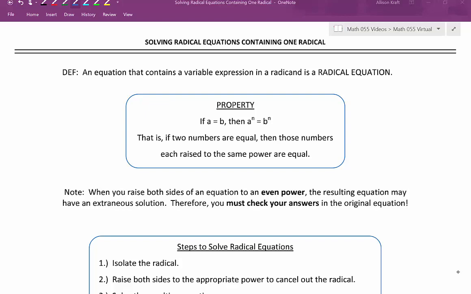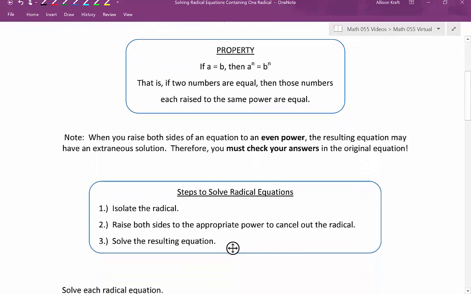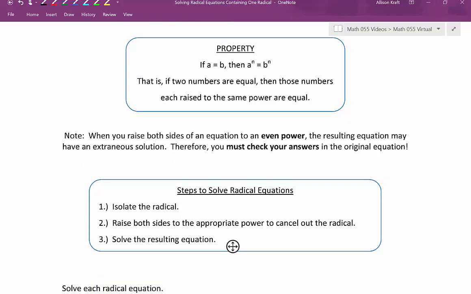Now, there's one big catch here. If you raise both sides of the equation to an even power, you must check your answer. The resulting equation may have extraneous solutions because you're changing the degree of the equation when you raise both sides to some power. That's why you must check your answers in the original equation if you raise both sides to an even power.